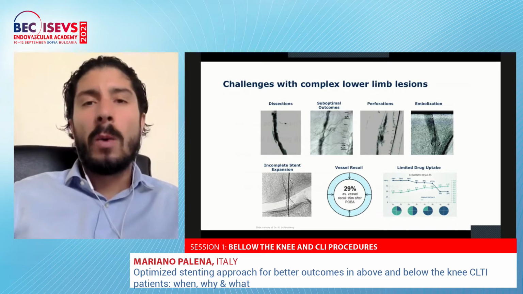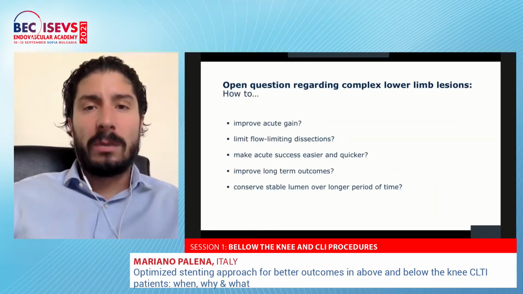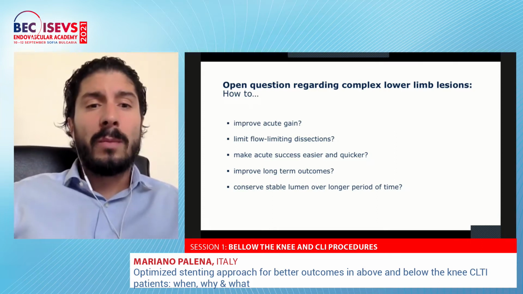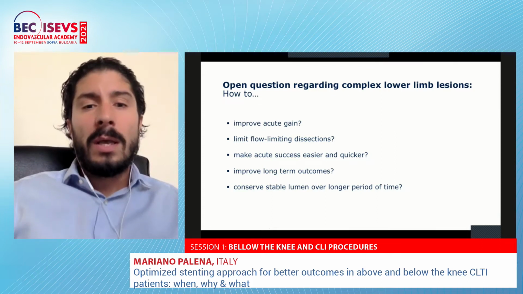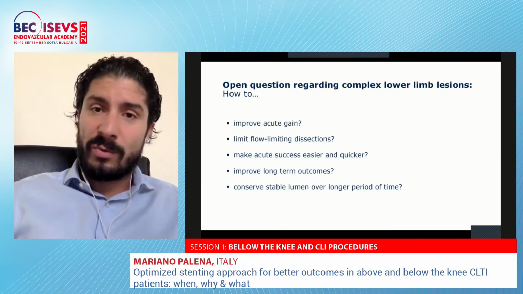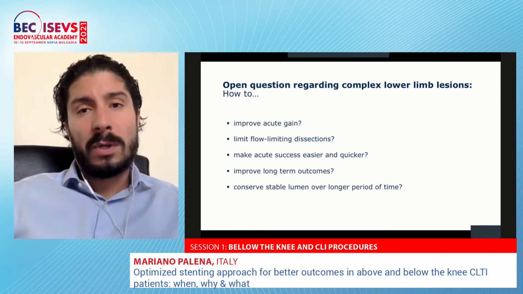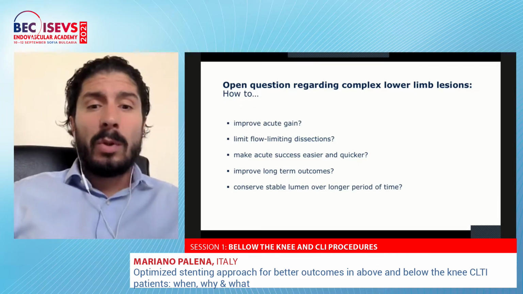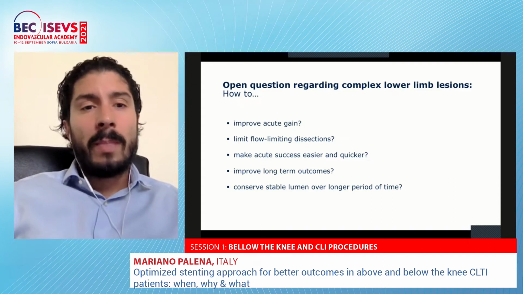So the question is how we can manage it: improve the acute gain, limit flow-limiting dissection, make acute success easier and quicker, improve the long-term outcomes, because when the acute result is not good, the long-term outcomes are not good, and conserve a stable lumen over a long period of time.